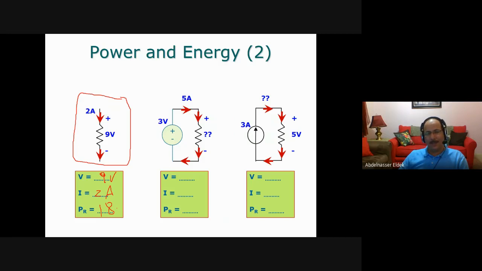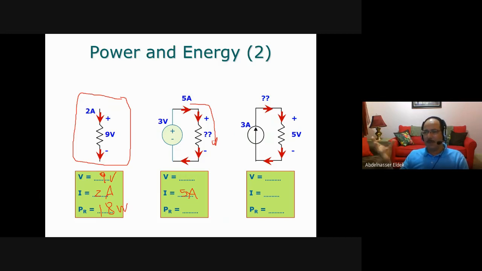What's the unit for power? Watts. 18 watts. Second one, what is the power in this resistor here? The current is 5 ampere. I know this one because it is given. So again, there is no change. There is no reason for the current to change if you don't have any dividing point. So if the current here is 5 ampere, then this current will continue 5 ampere, since the current in this element is 5 ampere.